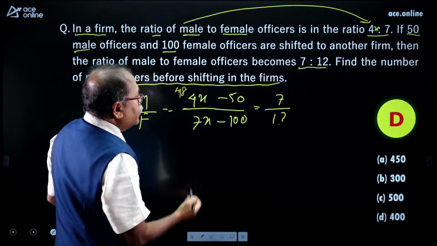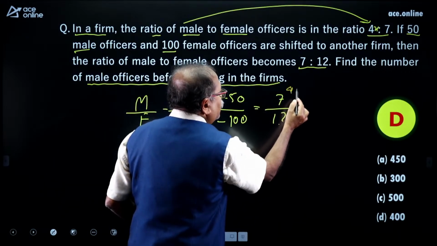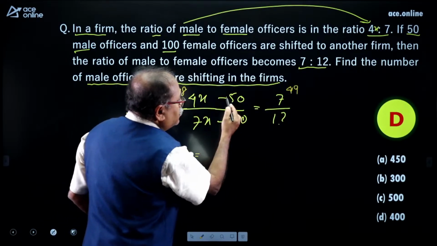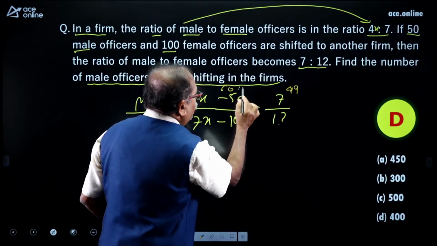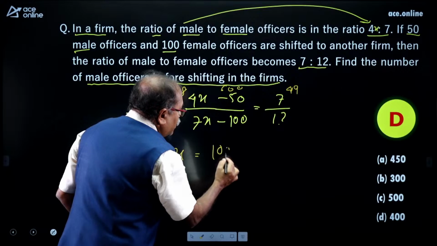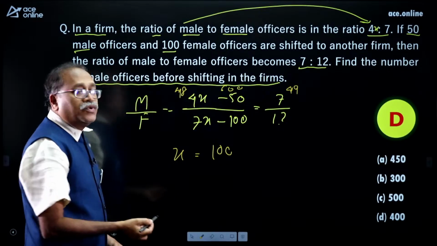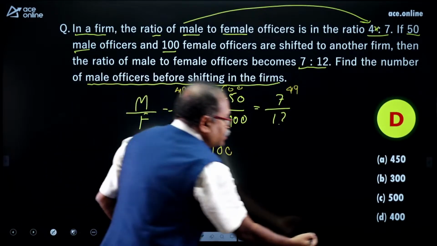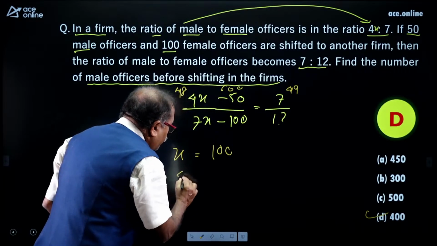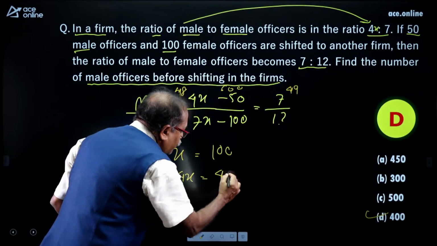So 12 4s are 48 and 7 7s are 49. So I am getting x over here, and over here that's 600. Okay, and here it is 700. That means x is equal to 100. If x is equal to 100, then what is 4x? 4x is equal to 400. So option choice is D. Right? So 4x, which is nothing but 400.